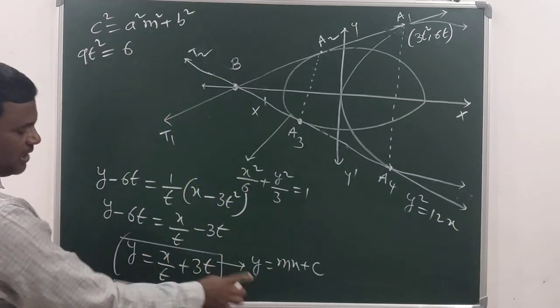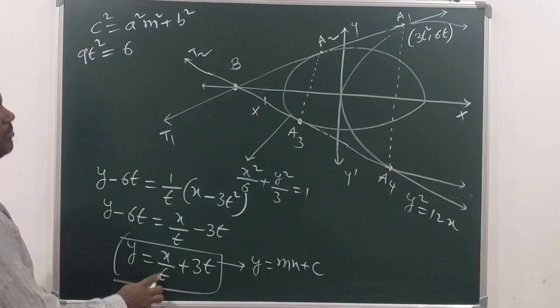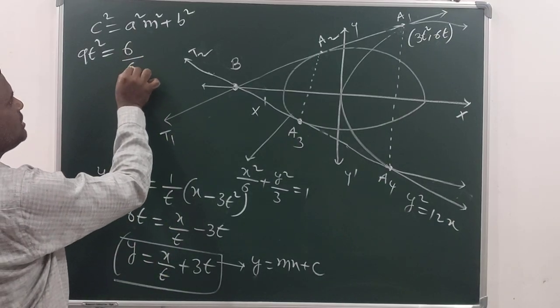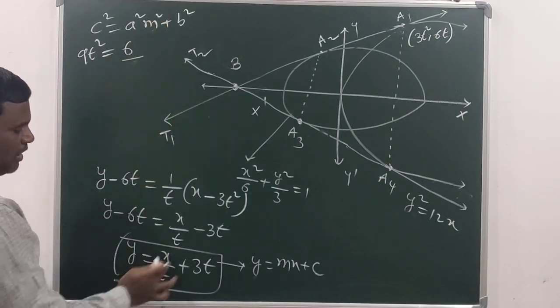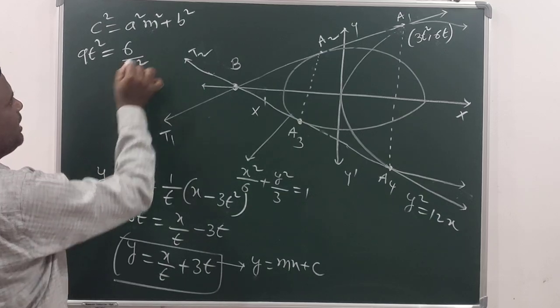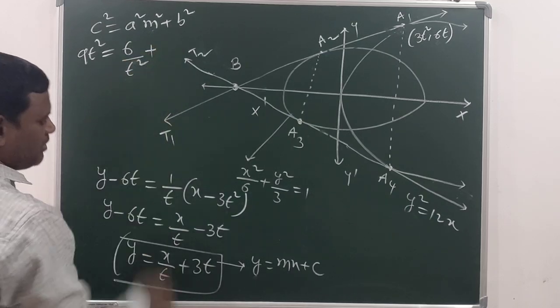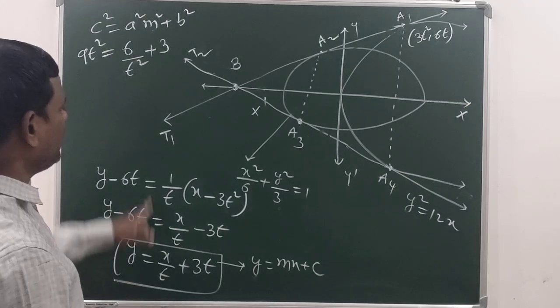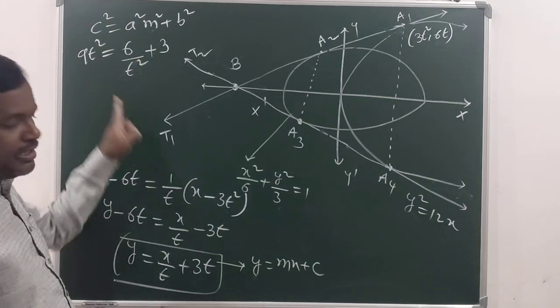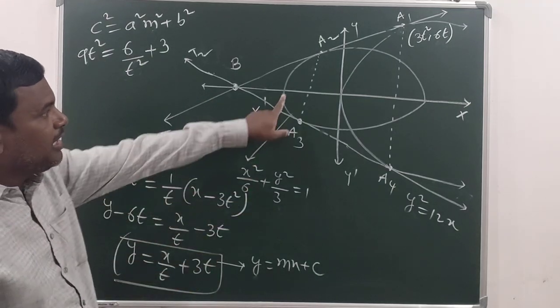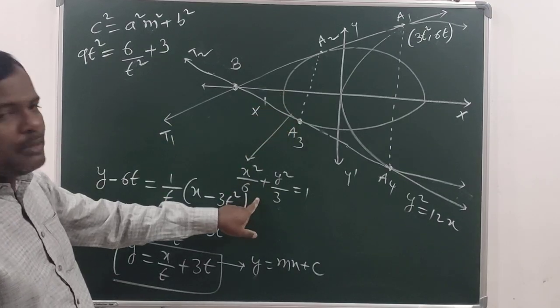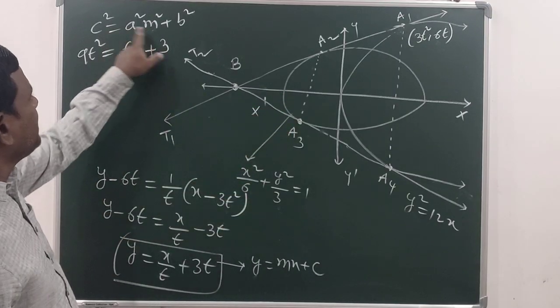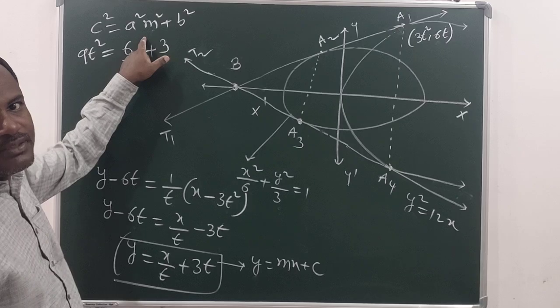And m, in the place of m, how much is there? 1 by t. 1 by t whole square means 6 by t square. So here m value is 1 by t. So if you write here 1 by t square plus b square. B square value is 3. Okay? Understood, students? This is a tangent of an ellipse also. So this is the tangency condition.